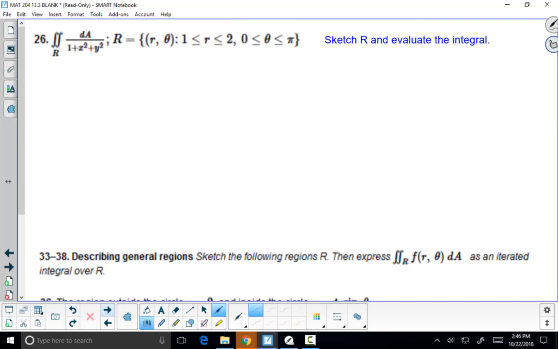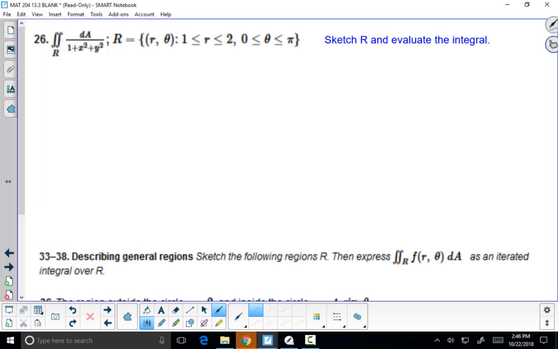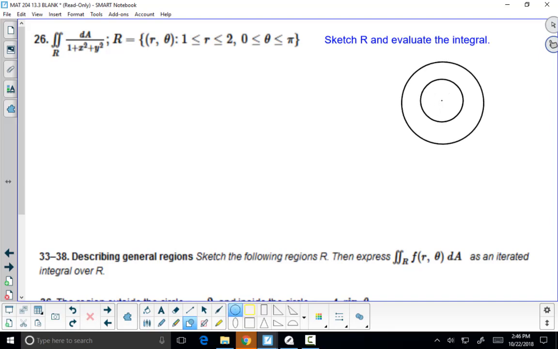All right, here, let's try another one. Sketch R and evaluate the integral. Okay, so the region here, can you visualize it? It looks almost identical. It's that semi-annulus thing. And we're going from 0 to pi, so we're going to have the top half, the upper semi-annulus.